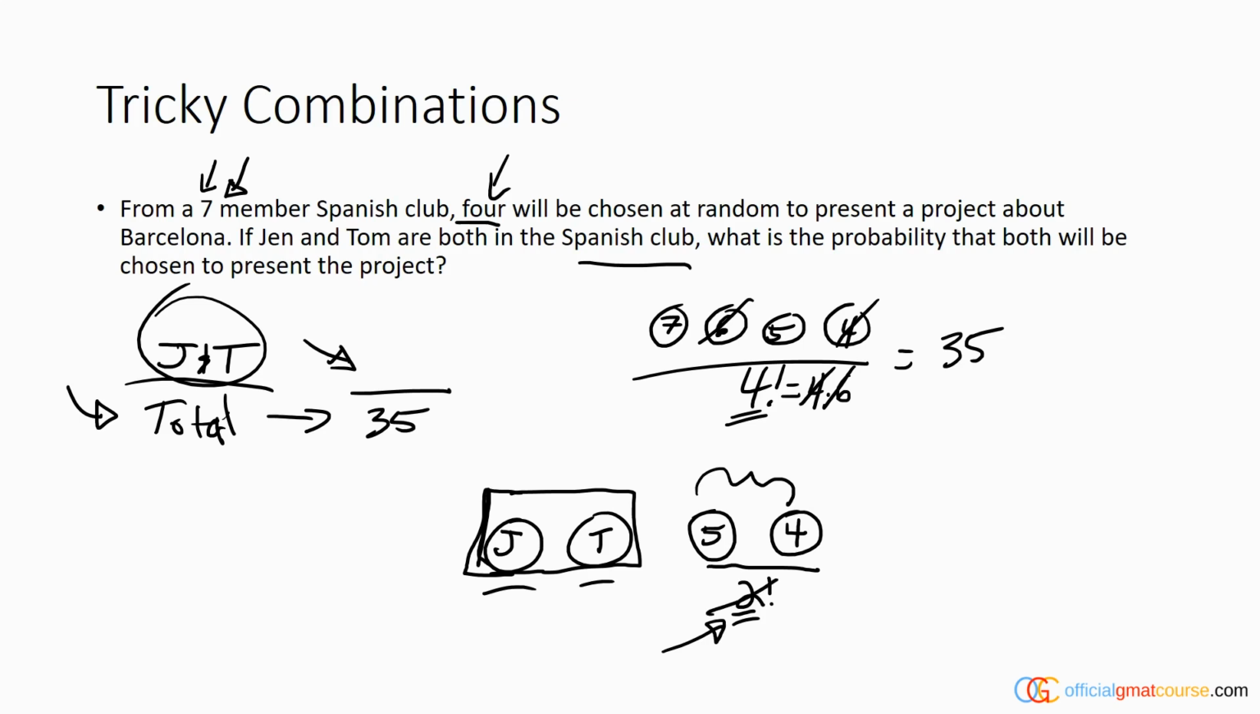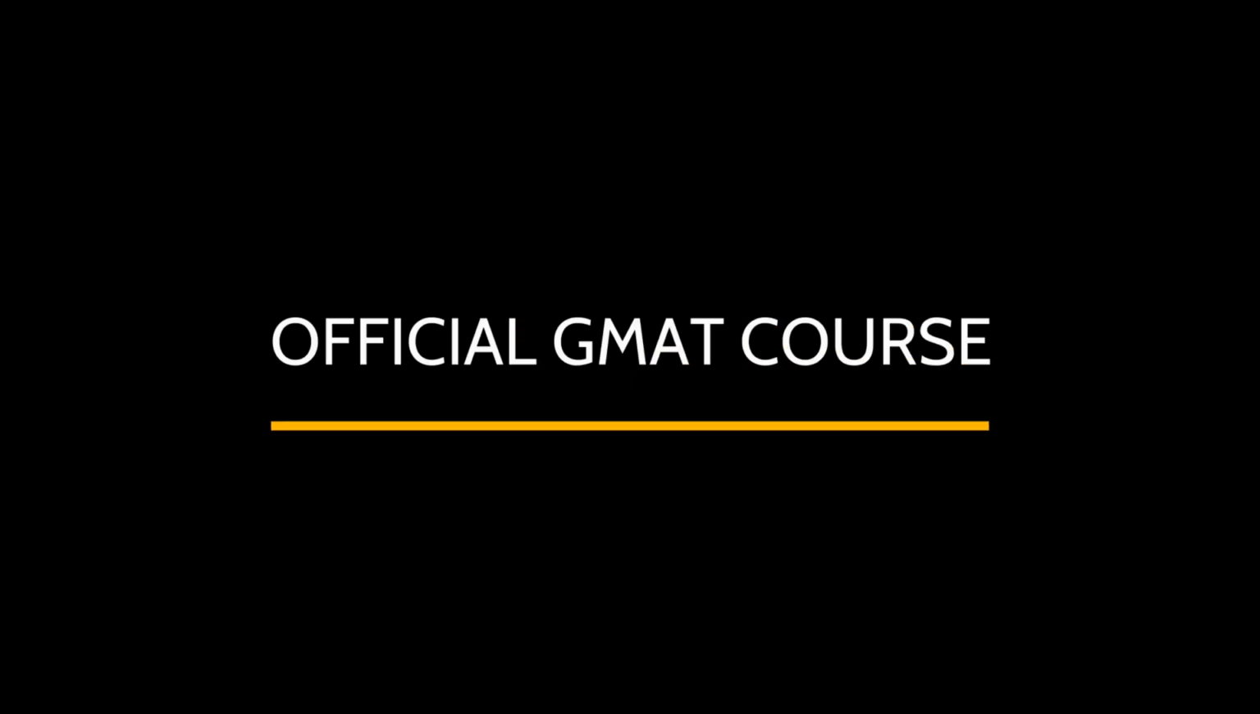Well, 2 times 1 goes into 4, leaving a 2. There's 10 of these. So there are 10 groups that Jen and Tom are both in, and that gives us 10 over 35, which, dividing top and bottom by 5, gives us 2 over 7. And this would be the probability as a fraction that Jen and Tom are both in the group together.